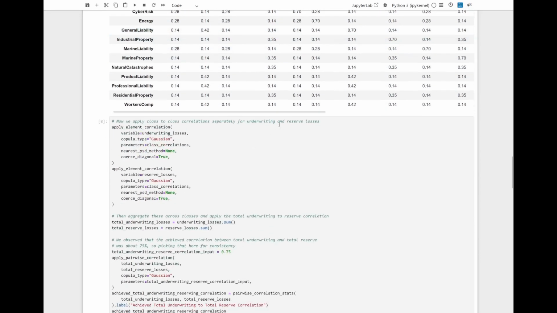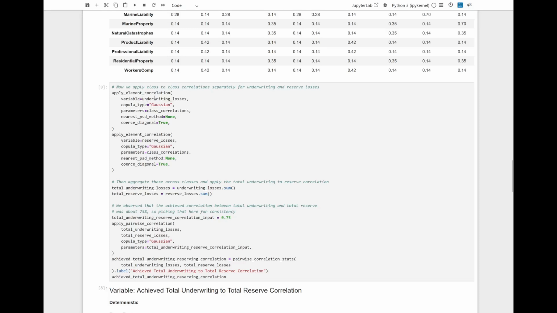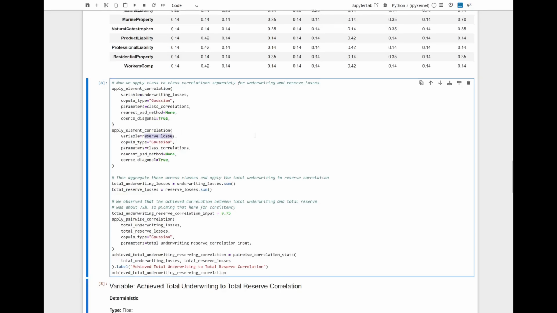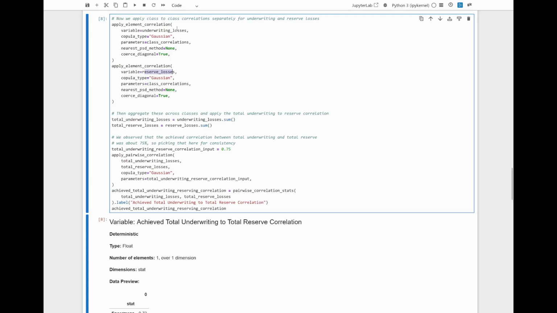And we're going to apply these to both the underwriting losses and the reserve losses. So these apply within these variables across all the elements, using that same class correlation structure matrix under a Gaussian copula. So we do those first level correlations, and then we can aggregate. Once we've correlated the underwriting risk across classes, we can sum up across the classes to get a total underwriting loss figure. And once we've correlated the classes for reserve risk, we can sum up across those classes to get a total reserve losses figure.